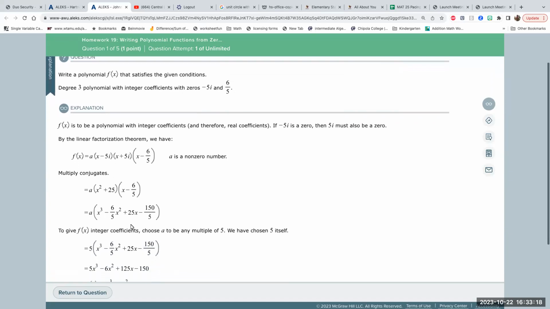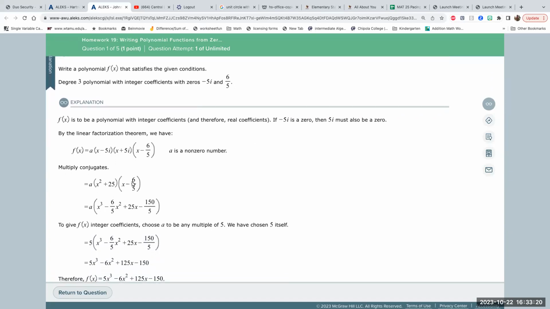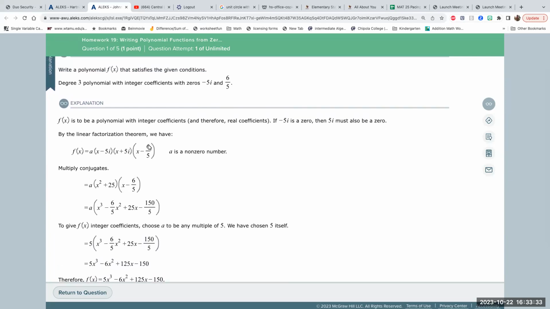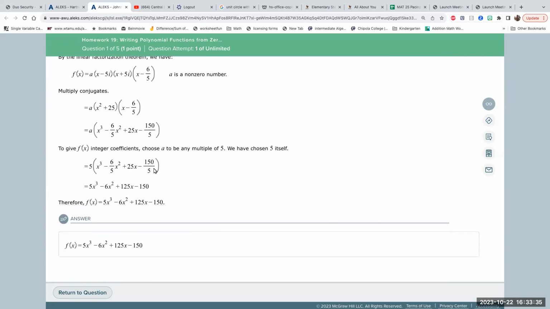All right, now we're going to FOIL this again. So all you're doing is multiplying all this out. And this is what we get, right? Because x squared times x cubed, and so forth. All right, so this is what you get. But what we don't want, according to the directions, is a fraction.